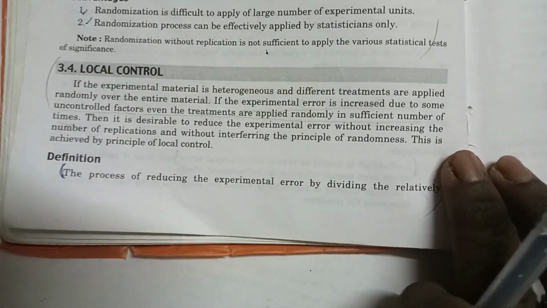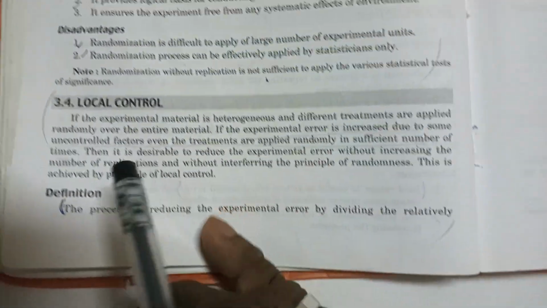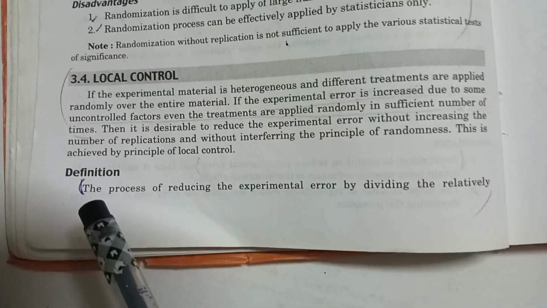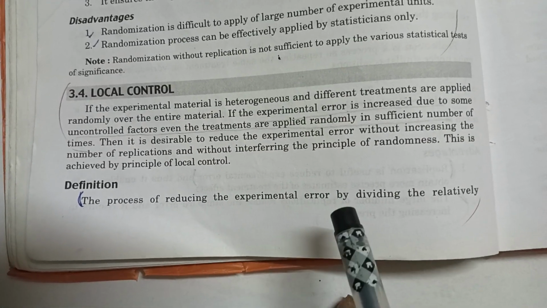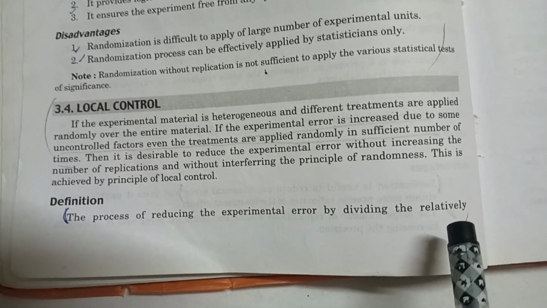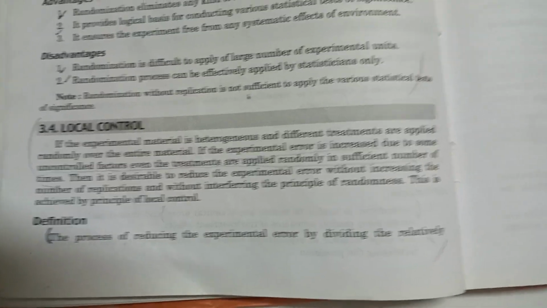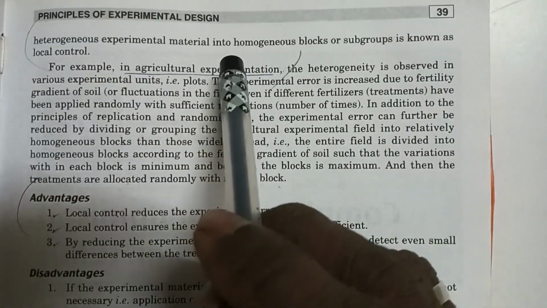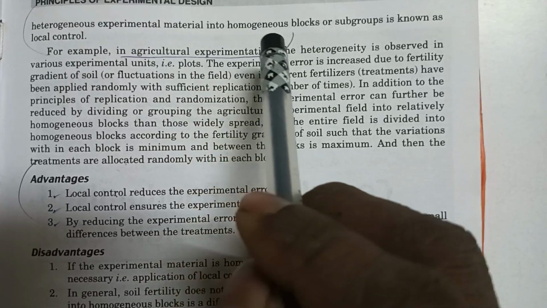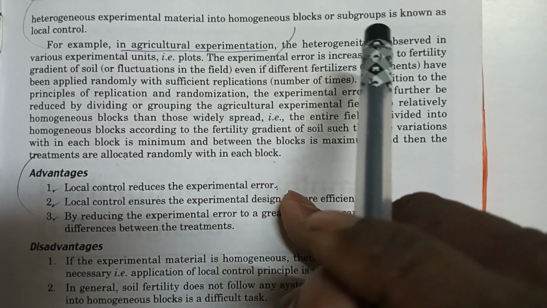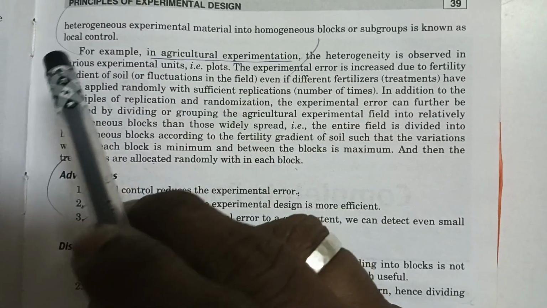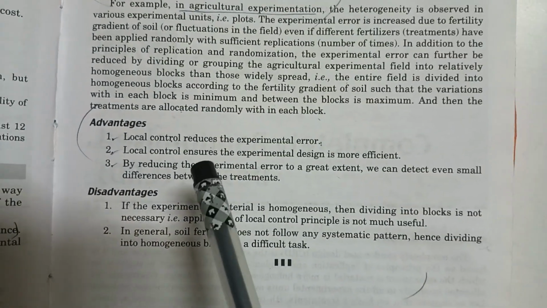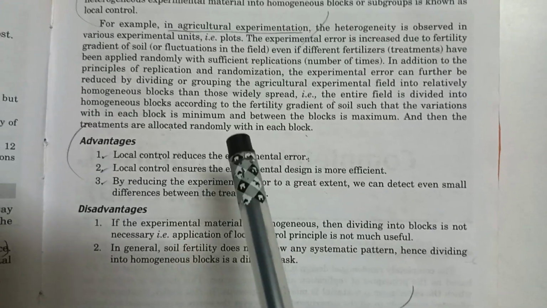Last but not least, the definition, that is local control. So what do you mean by local control? Let's see the definition. The process of reducing the experimental error by dividing the relatively homogeneous experimental material into homogeneous blocks or subgroups is known as local control. Okay, so you can see the local control observations and their uses over here.